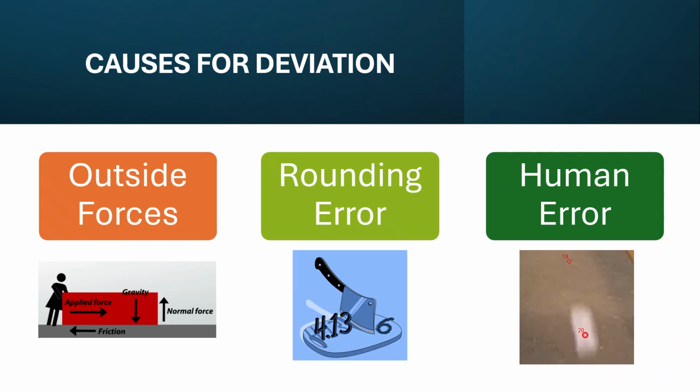Some causes for deviation: outside forces, just overall friction, rounding error, and then human error from both placing trackers on the Tracker app or throwing the object.